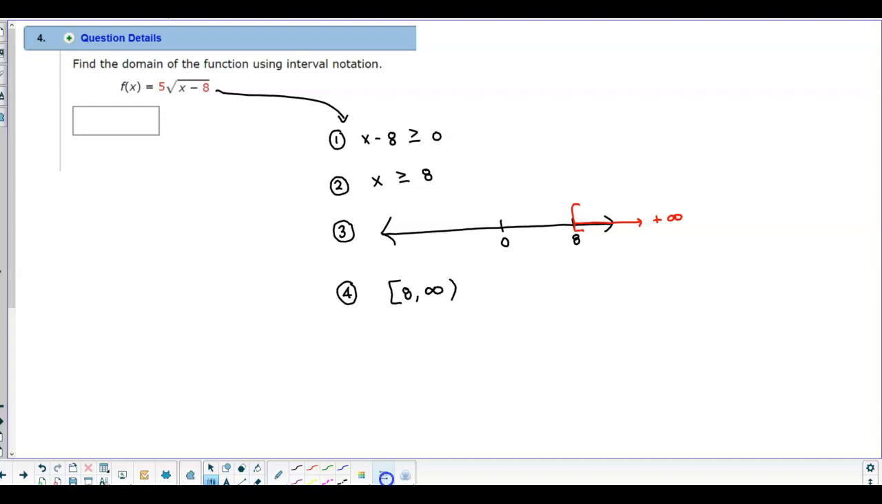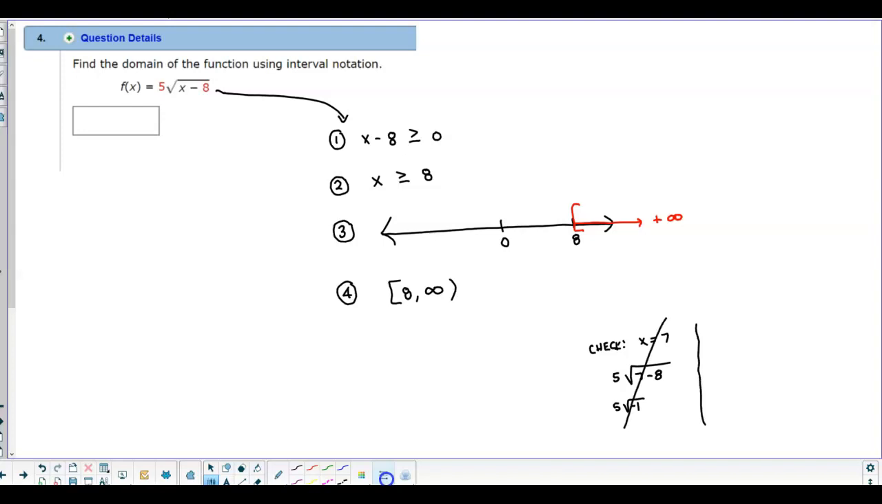Okay. Now, just to check, let's see what would happen if we put in 7, since that is less than 8. Okay, so if we put in 5 times the square root of 7 minus 8, well, we get 5 times the square root of negative 1. So we can't put in 7.